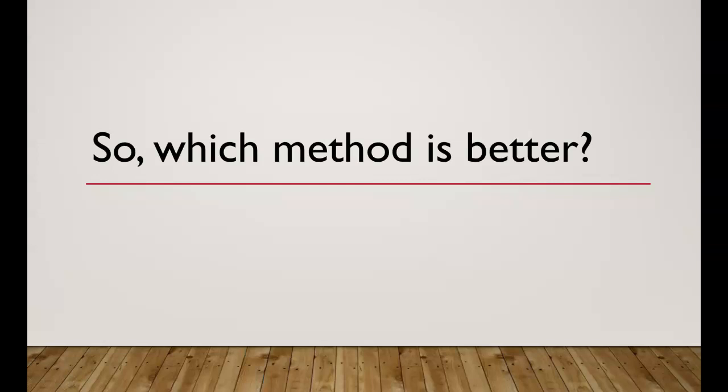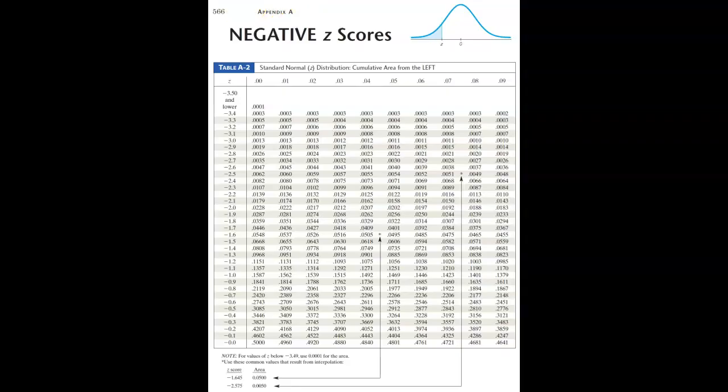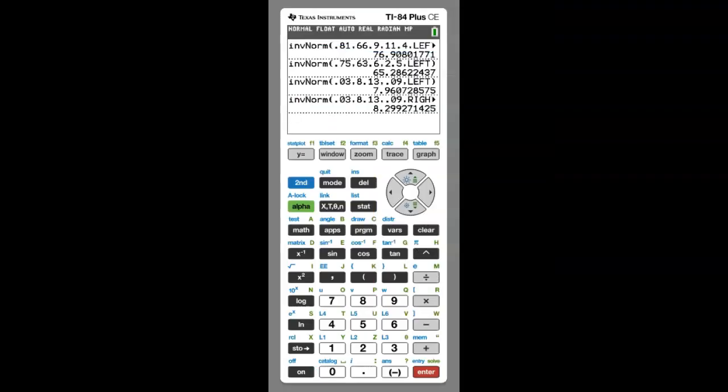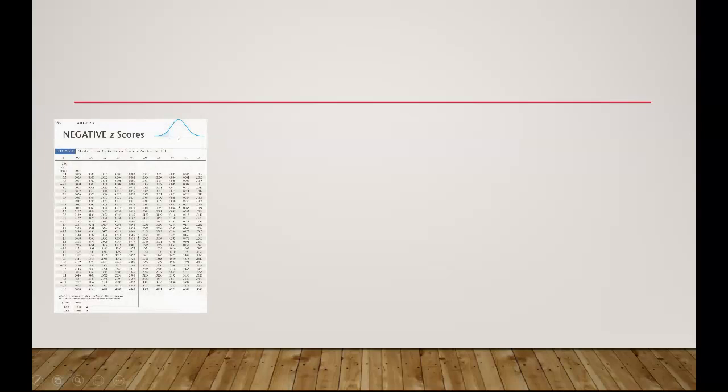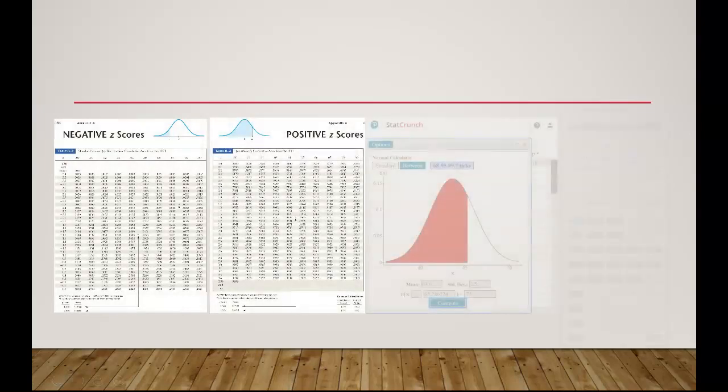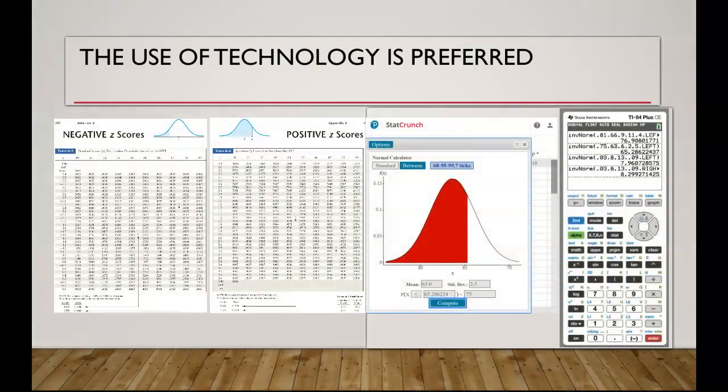So which method is better? Well, you could see from the examples we solved that regardless of the method we use, whether it is Table A2, StatCrunch, or graphing calculator, or other technology, we get answers that are considerably close. Of course, for more precise results, the use of technology is preferred.